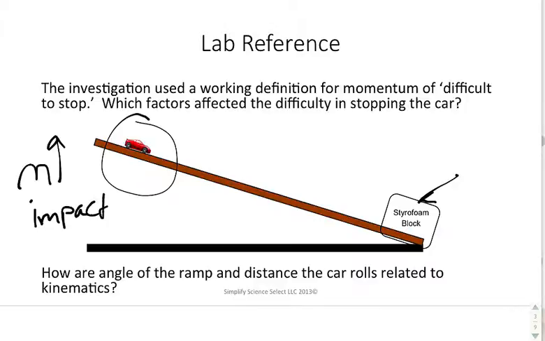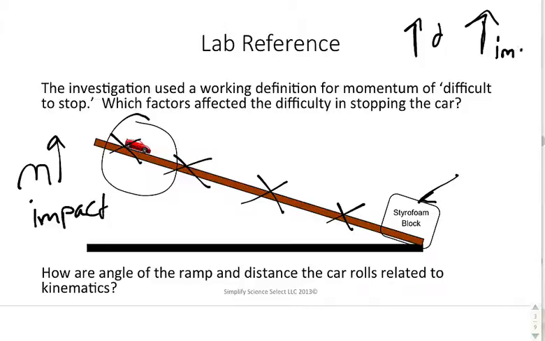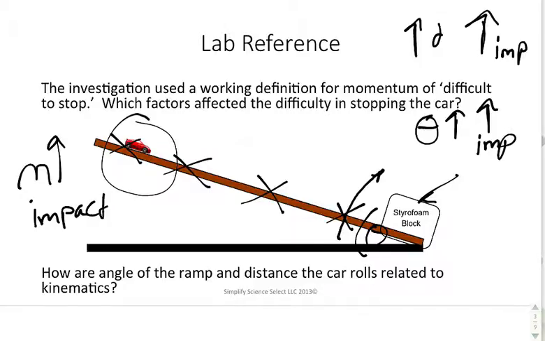Secondly, you should have seen that if you allow the car to move further, in other words, if you started it further back on the track, the greater the impact. So we're going to say the greater the distance, the greater the impact. I'm going to call it impact. And thirdly, you should have seen that if you take a look at the angle between the ramp and the ground, as you increase this angle, you also increase the impact. So there's a couple of different things that affect this impact.